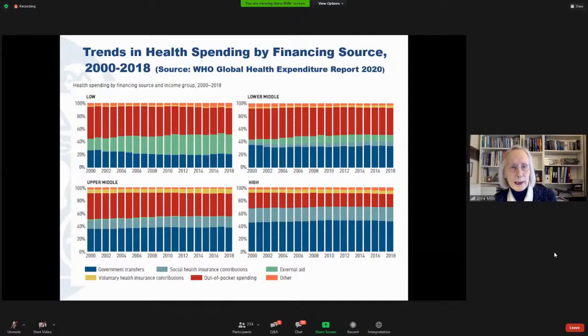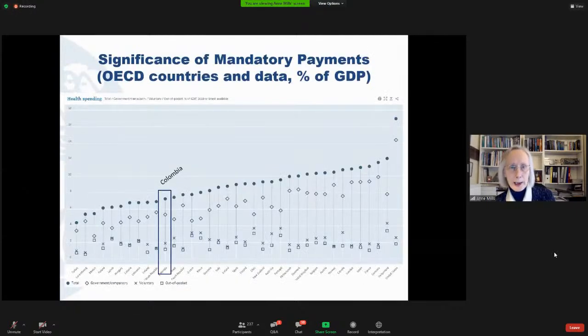And you can see that those are very small when countries have a low income. They gradually rise, being more significant in upper middle income countries and then very significant in high income countries, especially when one pools both government transfers and social insurance contributions. So a very clear picture here is that as countries grow richer, they choose to mandate a much higher share of health system expenditure.